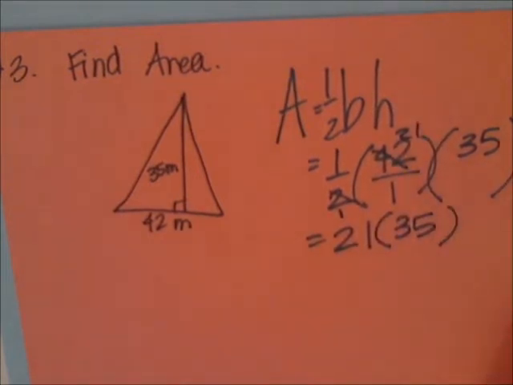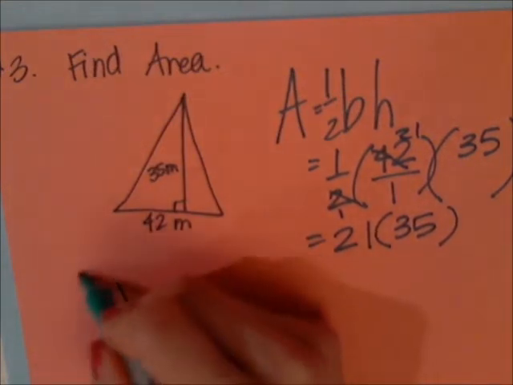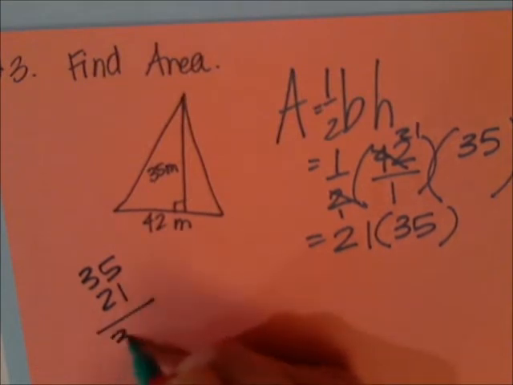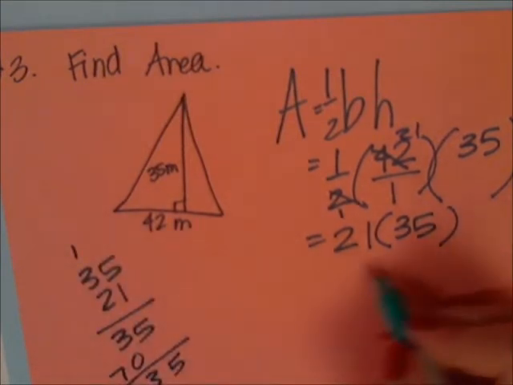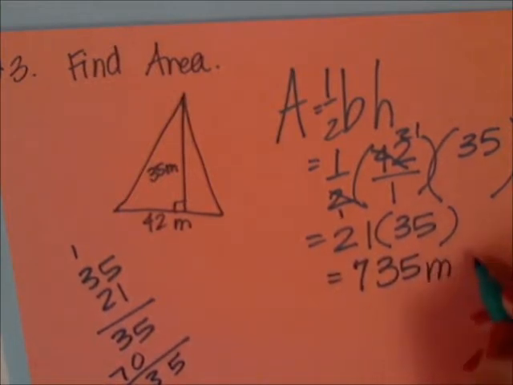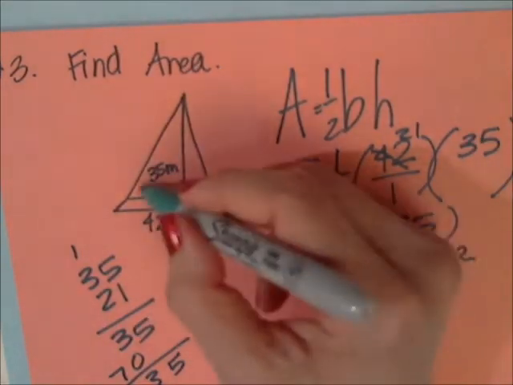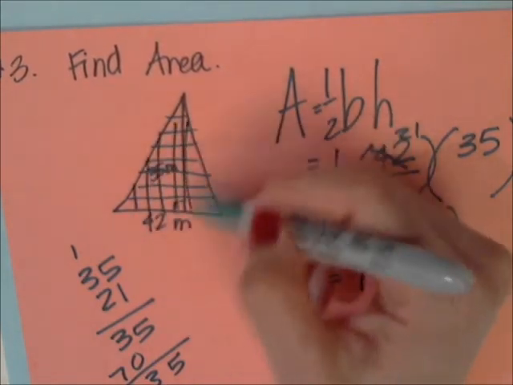Okay, 21 times 35, let's see, I'm just going to do my side work over here. 735. That makes sense to me. So it's 735 meters squared, because all of these would break up into square units. Boom, boom, boom, boom, boom, boom, boom. Okay. All right. Next problem.